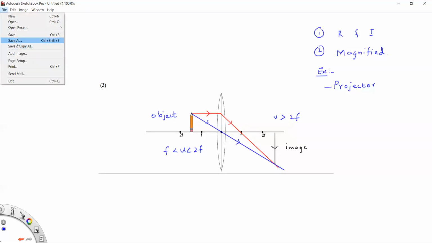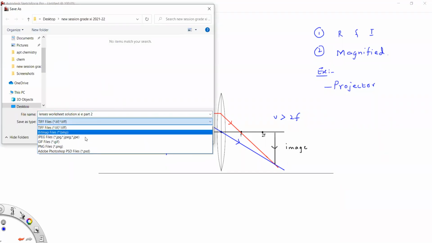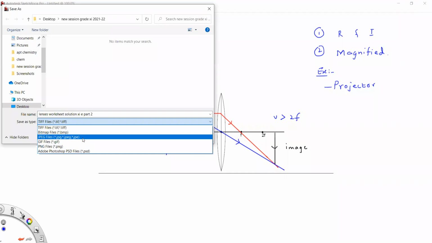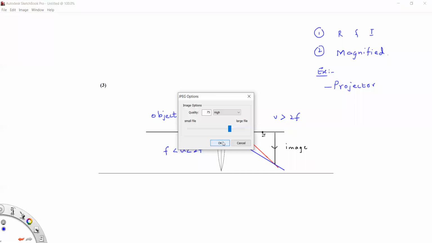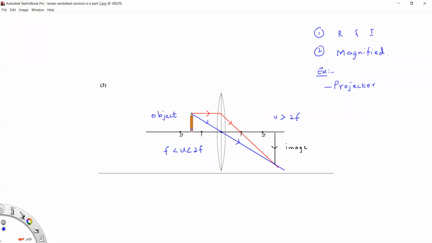Sir, when will we do divergent lenses? Beta, I'm sorry, Arham Ammar, your voice was too echoing. Hello. He's not with us. Okay, no issues. Sir, when will we do divergent lenses? The divergent lens questions.